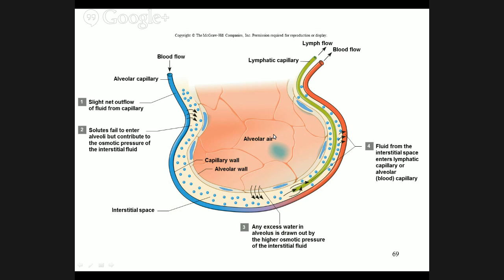And here's a little bit about blood flow into the capillaries. There's a slight net outflow of fluid from the capillary. Solutes won't enter the alveoli but contribute to the osmotic pressure of the interstitial fluid. Any excess water in the alveolus is drawn out by the higher osmotic pressure of the interstitial fluid. Fluid from the interstitial space will enter the lymphatic capillary or the alveolar blood capillary. And we're showing how the lymph flow and the blood flow are parallel to each other.